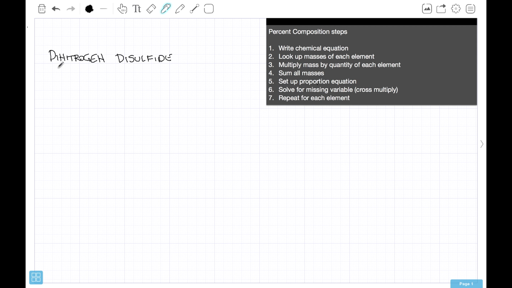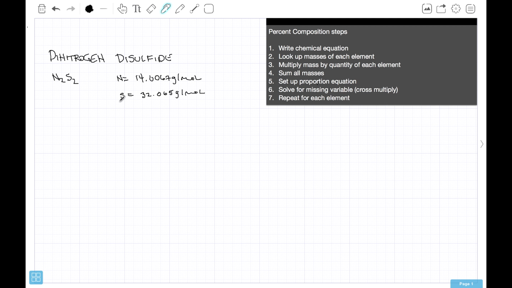Right. And step 1 says write your chemical equation. And then look up the masses of each element. So for nitrogen, we've got 14.0067 grams per mole. And for sulfur, we have 32.065 grams per mole. Okay?